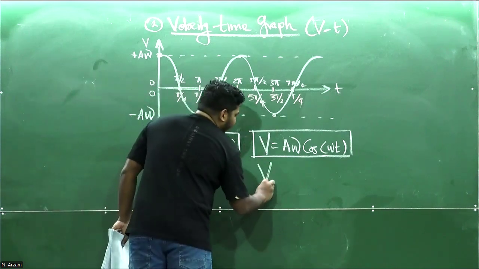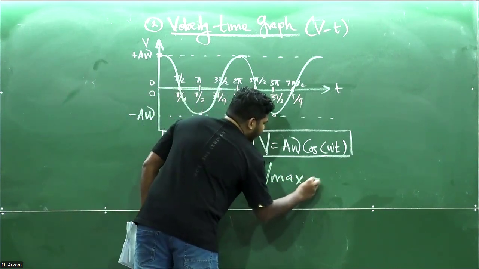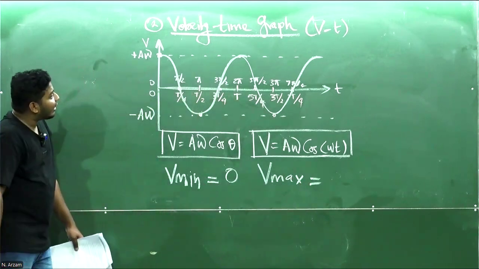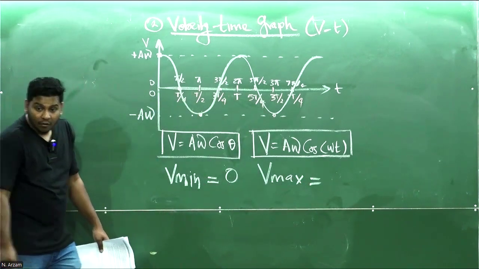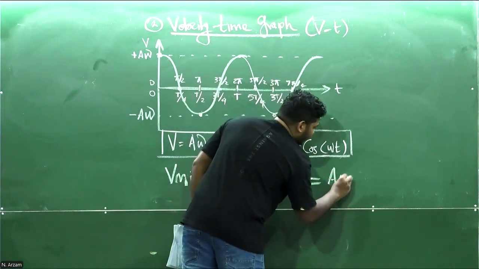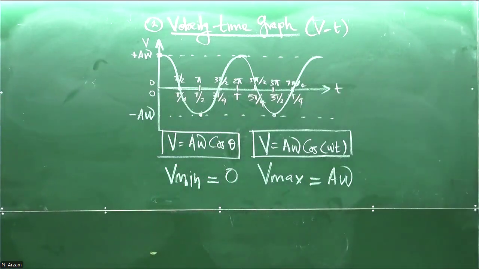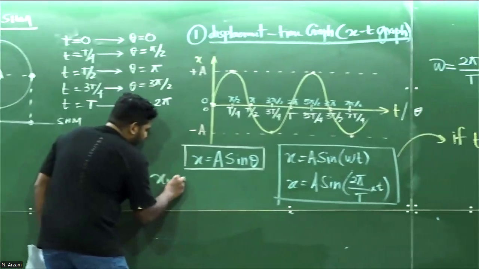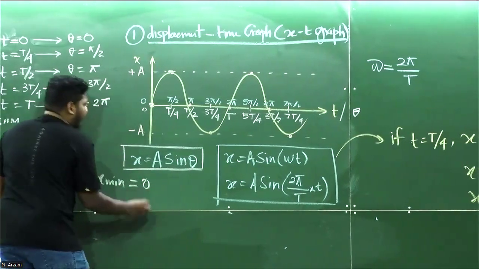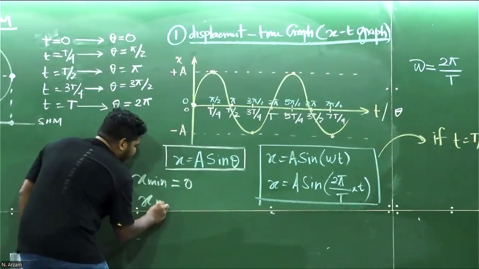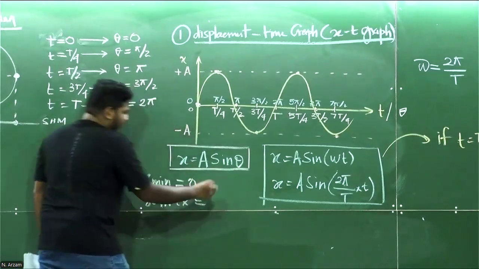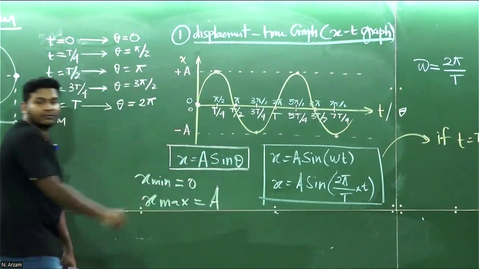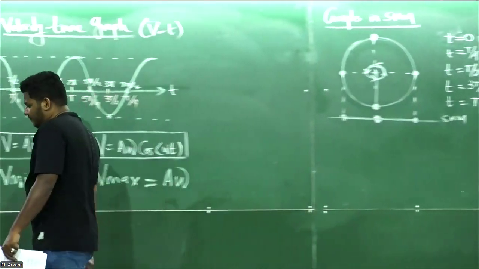What is the V maximum value? Consider magnitude only, A omega. For here, what is the X minimum? X minimum is equal to 0. What about the X maximum? A, very good. That's all. You can write this down.